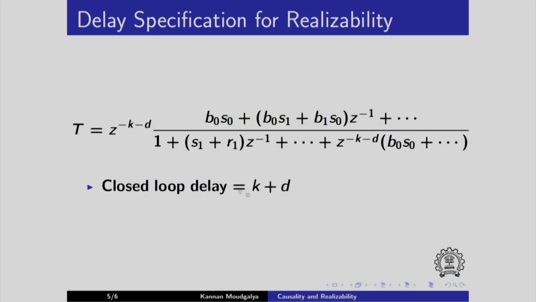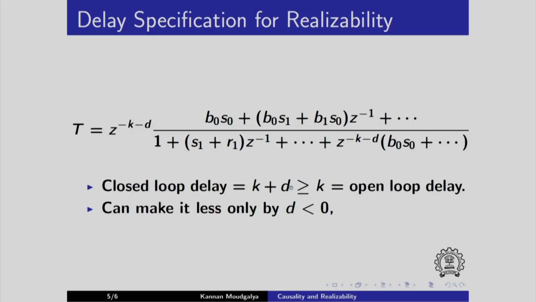Let me start with this, and remember that d has to be greater or equal to 0. So the closed loop delay is given by k plus d, which is greater or equal to k, and which is nothing but the open loop delay. We can make this k plus d less than k only by choosing this d less than 0, but this will make the controller unrealizable.